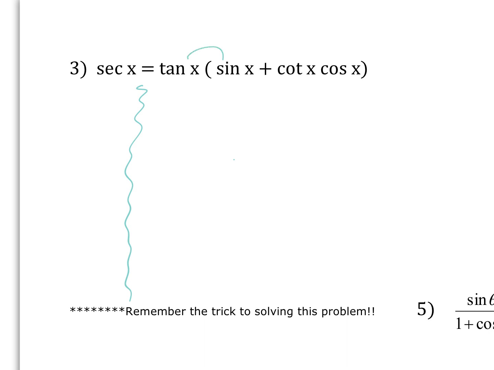So I need to distribute. I see a factor on the outside. I want to multiply that times both terms on the inside. So I want to multiply tan x times the sine of x plus tan x times the cotangent of x times the cosine of x.